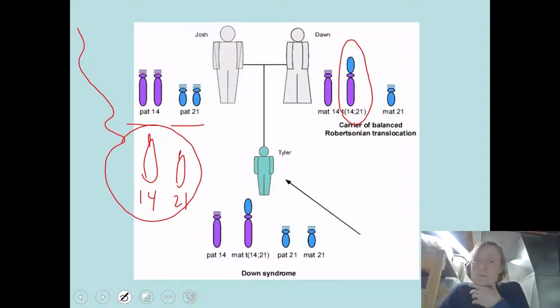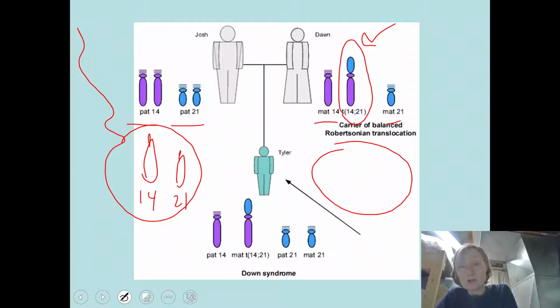Dawn, her eggs have some trouble going through meiosis. Making the gametes might lead to some problems. How does this chromosome pair up during meiosis? Does it pair up with this guy? Does it pair up with this guy? What's going on? Well, that's why her egg could have an unusual number of chromosome 21s.